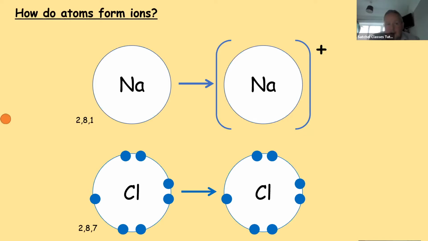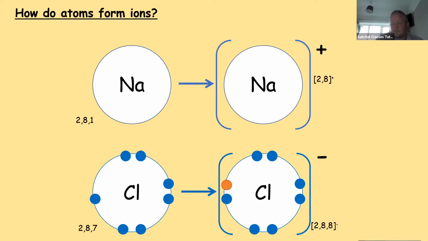It can gain it from anywhere. It can be an incoming electron, or, and this is key, if there is an atom nearby that is going to lose an electron, chlorine can gain it from that atom. And when it gains that electron, it becomes negatively charged. And we denote it like this. You can see that it has gained the electron from sodium.